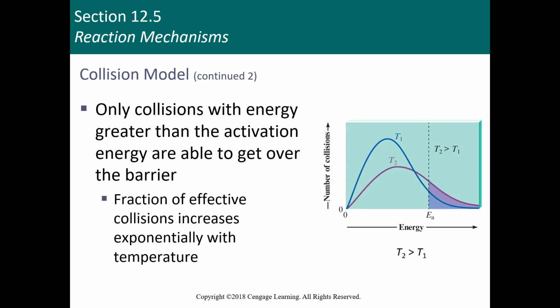All right, so the collision model. Only collisions with energy greater than the activation energy are able to get over the barrier. So right here what we see is they're at a temperature. Only a certain amount of the molecules will have enough energy that if they collide, that will overcome the activation energy barrier. The rest of them are a bit like bumper cars. They bump, then they repel each other, nothing happens. So think of it a bit, the best analogy I can give you here is like car accidents.